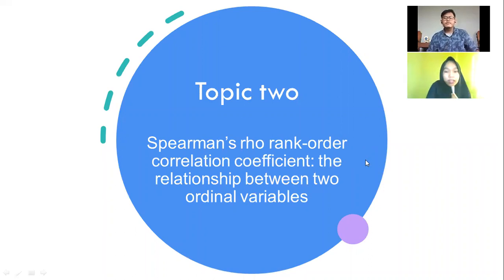And then topic 2, Spearman's rho, rank order correlation coefficient. The relationship between two ordinal variables.